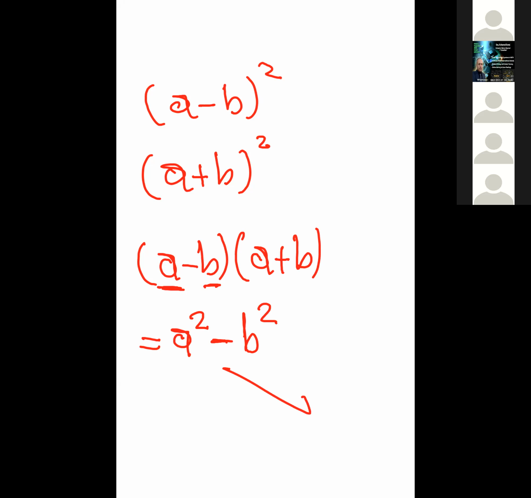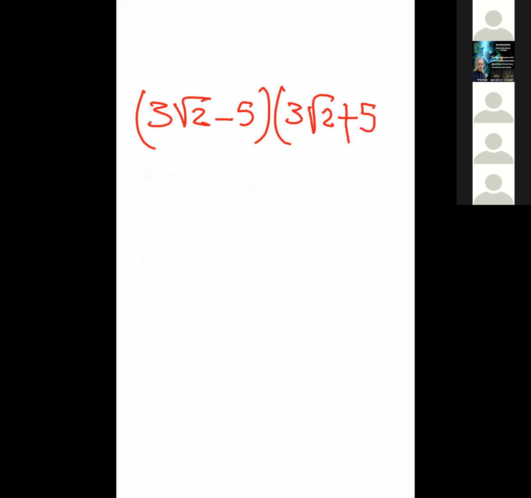Clear? One numerical example, like 3 square root of 2 minus 5 times 3 square root of 2, but in this case plus 5. The numbers are the same, but the only difference is the sign. Okay?